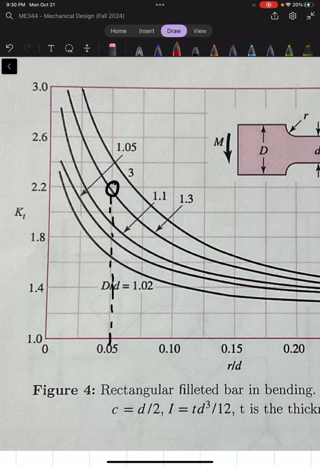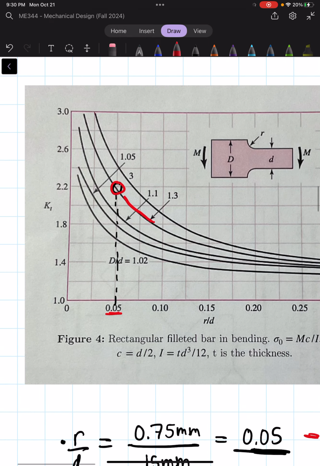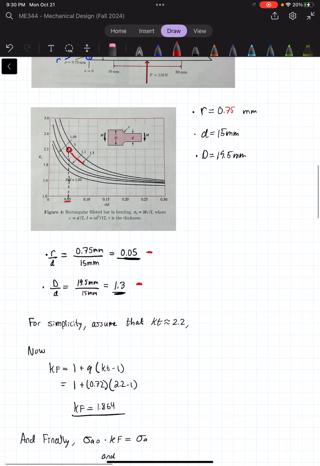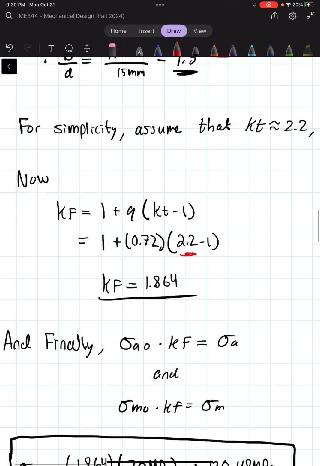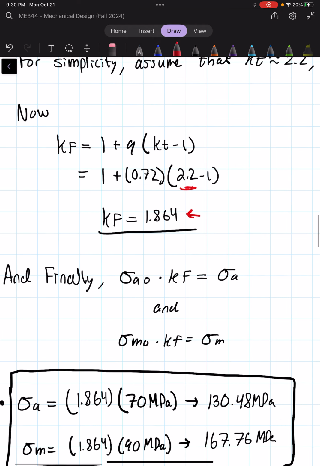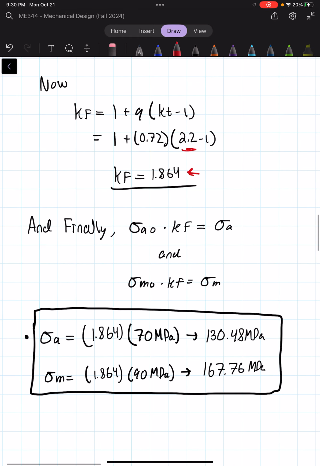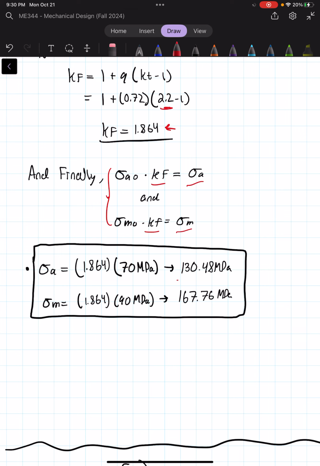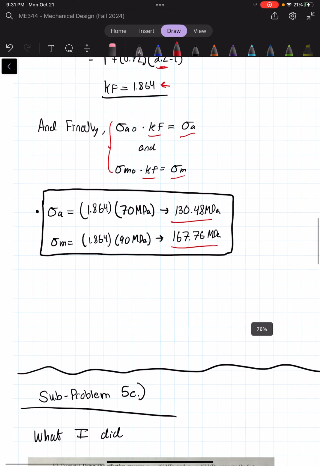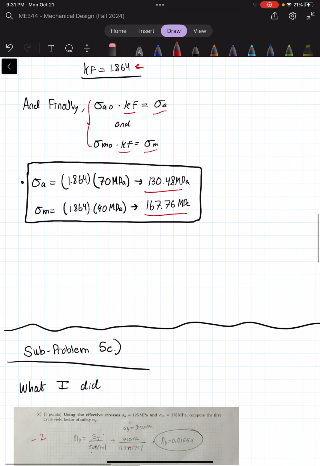So I went to 0.05, and then I went to the 1.3 line, and for simplicity, I said Kt was equal to 2.2. I plug that in to get Kf, right here, and I get a Kf value of 1.64. Finally, I can multiply both the nominal values by Kf to get the actual values, and that's what I did here to get 130.48 megapascals for sigma A and 167.76 megapascals for sigma M. Okay, that was problem 5B.